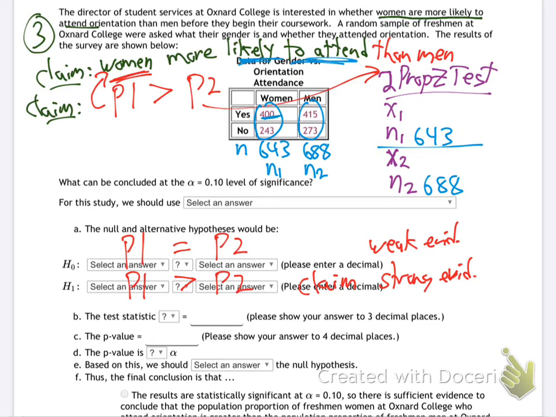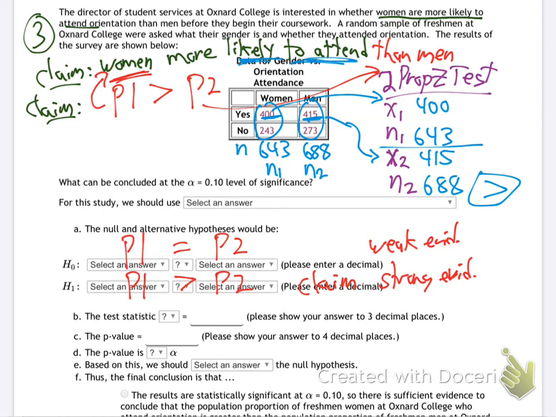So the yes for women, 400. Yeah, that goes right there. And the yes for men, oops, going the wrong place here. The yes for the men, 415. And this one is a greater, so we just do greater. The rest is pretty simple. Just hit the buttons on your calculator.